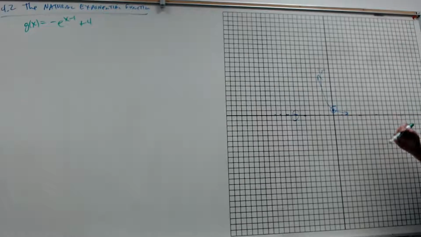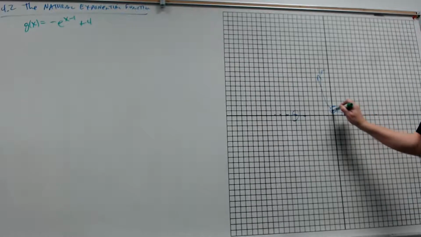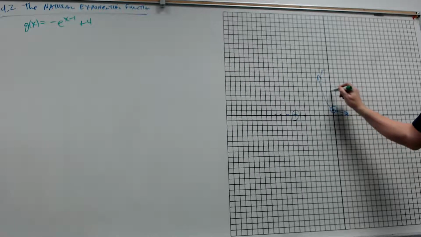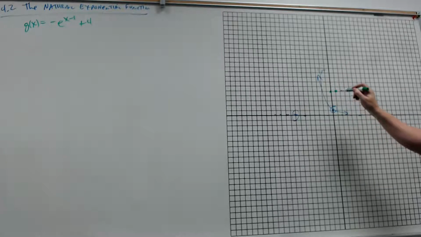Okay, the important point. So we started here. Which way are we going to go? It's going to go up. Up 4: 1, 2, 3, 4. So we're temporarily there. What else? And then we're going to go 1 to the right. Then the curve is going to go down to quadrant 3.